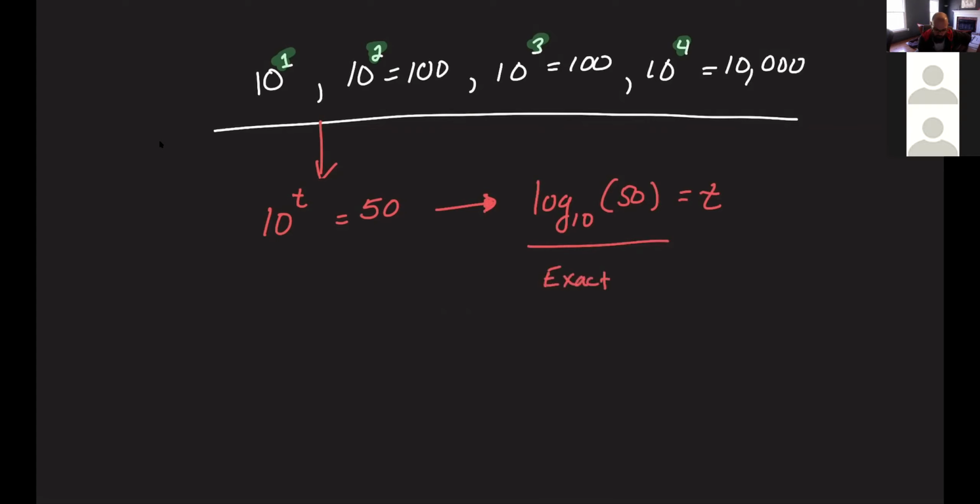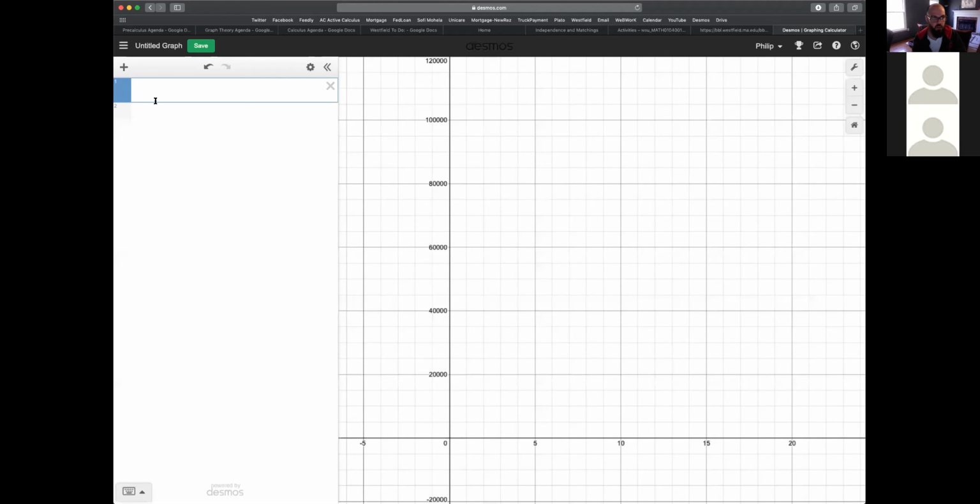A lot of the time when we're thinking about this, we want a decimal approximation that might make a little bit more sense. So again, this is precision. This is the most precise answer. And if we want to back this off, let's go over to Desmos and we'll check this out. Okay, so we have log base 10 of 50.